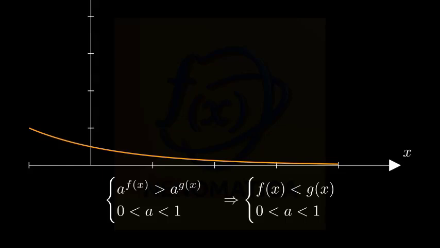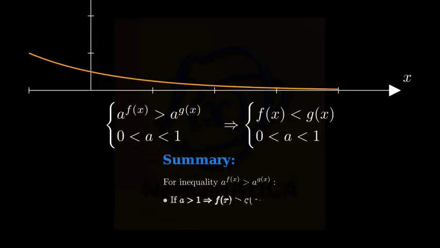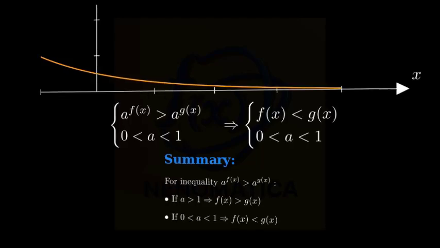Let's summarize what we've learned about solving exponential inequalities. When solving an inequality of the form a to the power of f of x is greater than a to the power of g of x, if a is greater than 1, then we need f of x to be greater than g of x. If a is between 0 and 1, then we need f of x to be less than g of x.